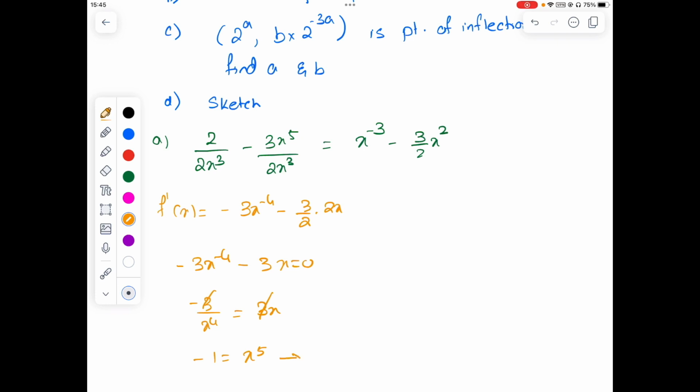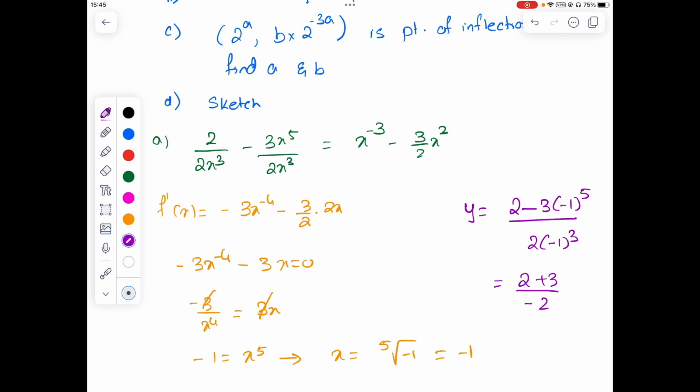So x equals the fifth root of negative 1, which is going to be negative 1. Now I got the value of x. Now I need to get the value of y also. So y equals 2 minus 3 times negative 1 whole to the power of 5, divided by 2 times negative 1 whole cubed. So it becomes 2 plus 3 upon negative 2, which is minus 5 upon 2. So the coordinates of the local maximum point are negative 1 comma negative 5 upon 2. That is the answer for the first part.